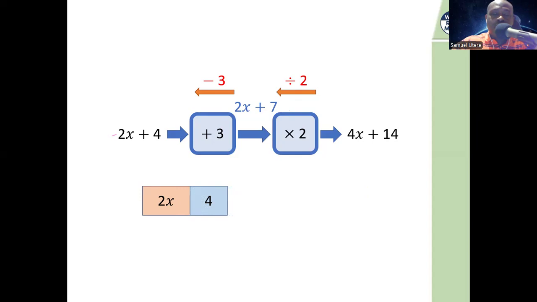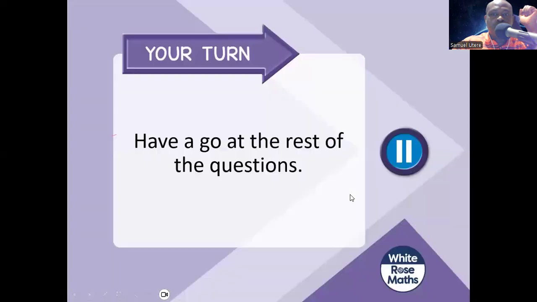Another way to check that you have done it correctly is to work using the function machine from left to right, the way we've been doing when we work with numbers and with letters. So if we put 2x plus 4, add 3, we can only add the 3 to the 4. That will be 2x plus 7. And then when you double it, now you're doubling everything, because remember that's the input to the function machine, which doubles whatever you put in. You now have 4x plus 14.